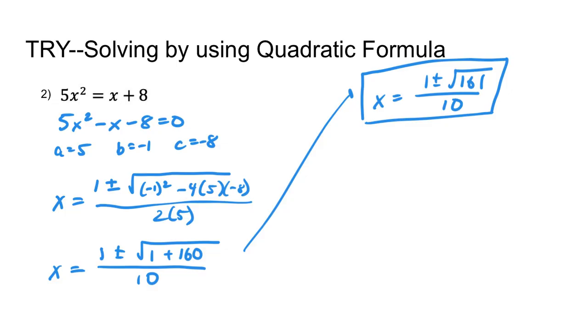Now, if you want to get it in the other form, you could write that as 1/10 plus or minus the square root of 161 over 10 if you wanted to, but you don't need to write it that way. But either of those answers would be acceptable.